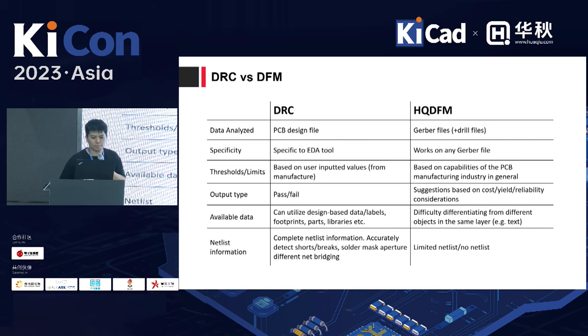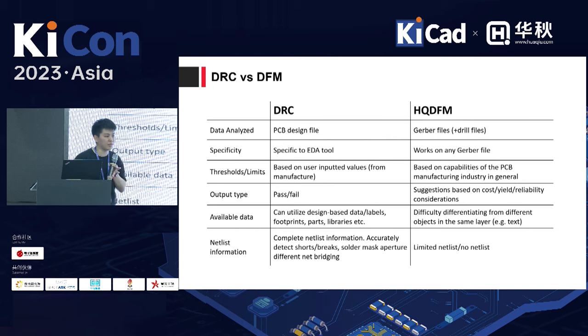So, specificity. DRCs are very specific to the EDA tool, like KiCad. If you're setting up DRC in KiCad, it's very different to setting up in Altium or Cadence and such. So you're very dependent on the tool to be able to perform that for you. And DFM tools generally work on Gerber files, so that's the de facto standard. If you have a Gerber file, you can run DFM on it.